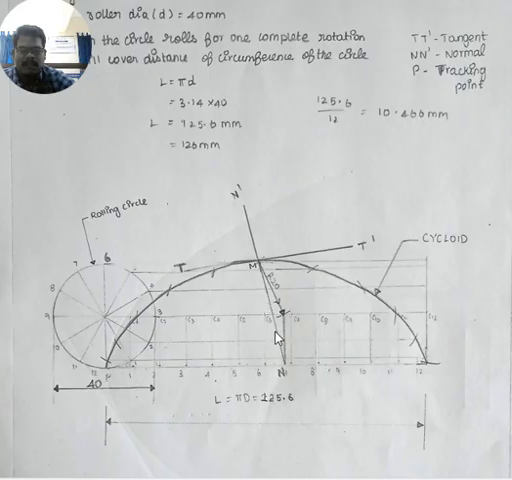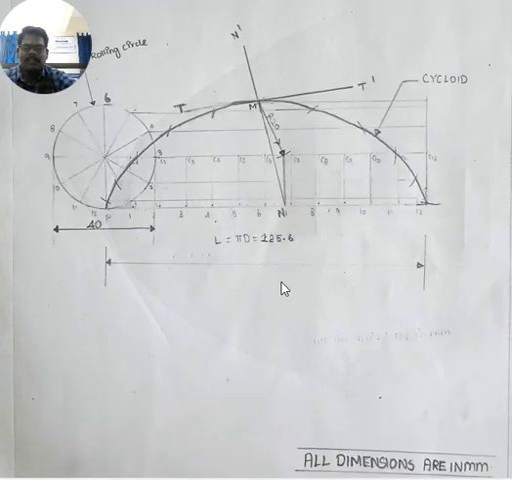To this normal line, perpendicularly, you have to draw another line passing through M, name it as TT dash. So this is your tangent line. This one is the normal line. After that, you have to give an explanation to all the notations. And at the bottom right hand side, you have to write all dimensions are in mm.